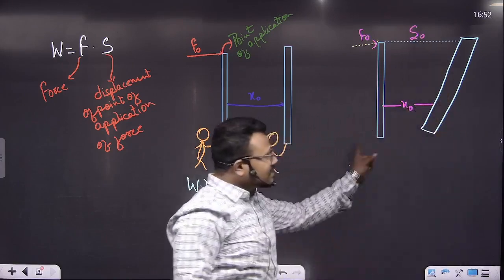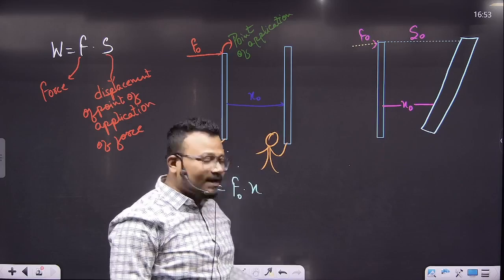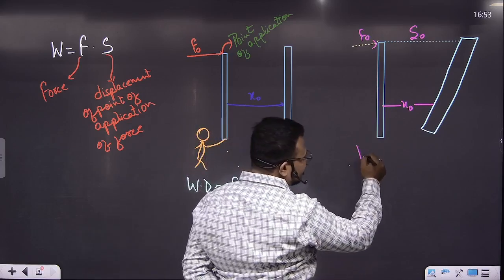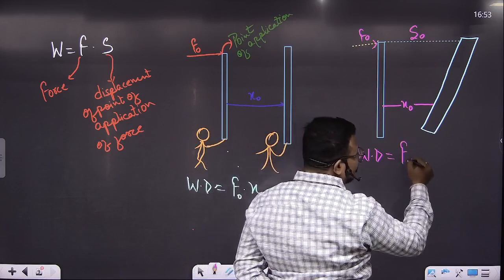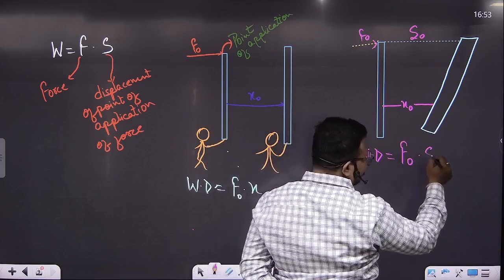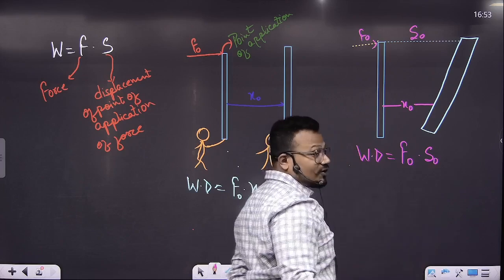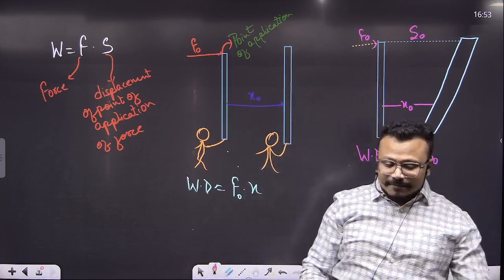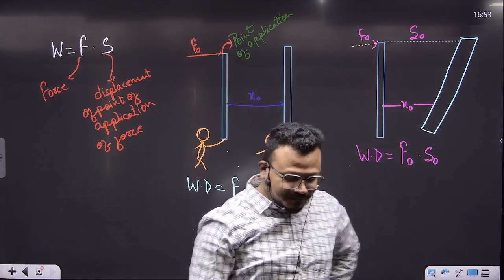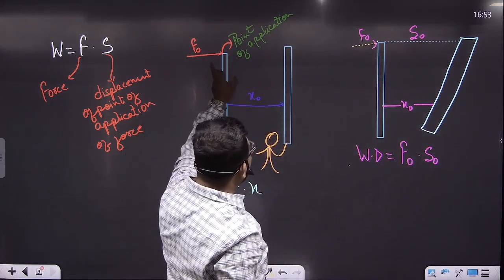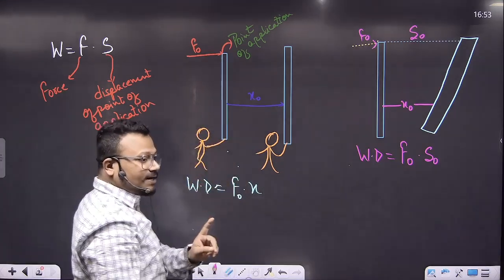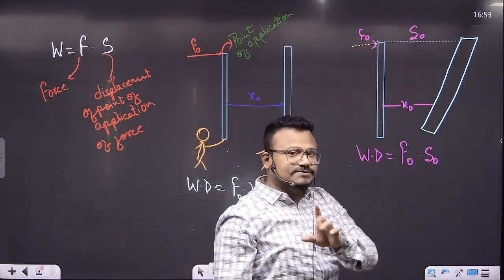So now in this condition, what will be the work done? The work done will be F naught dot S naught. It will not be x naught, it will be F naught dot x naught. So what exactly did we get? The point of application is moving, and that displacement we are taking.